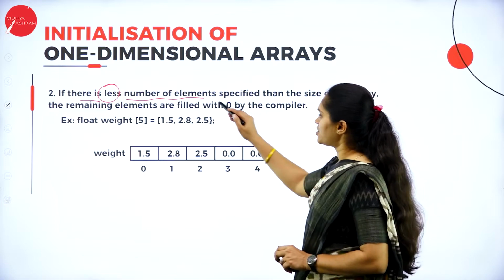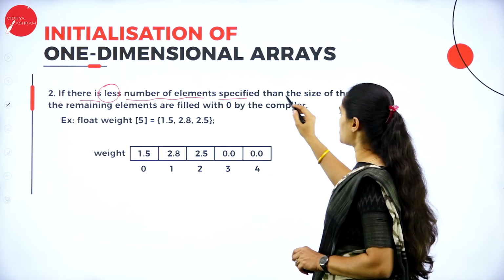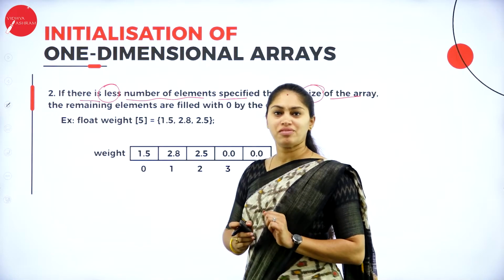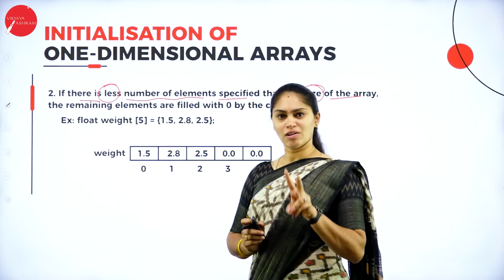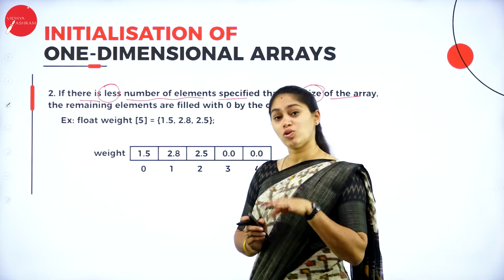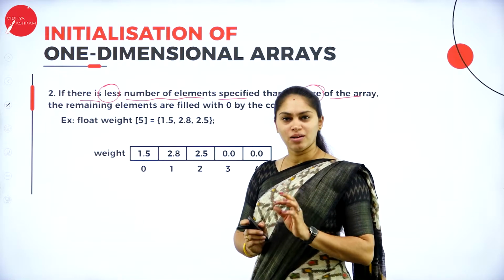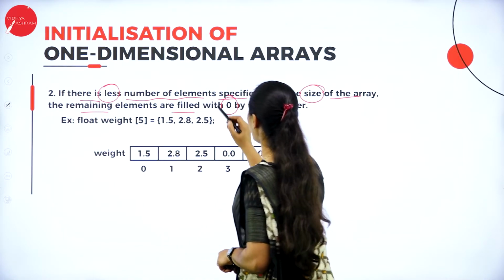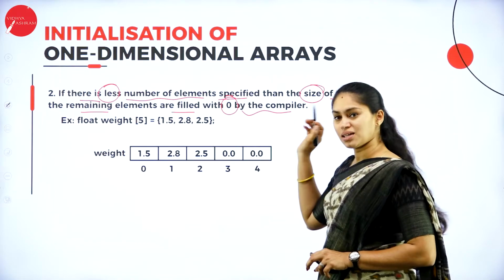We'll see now. When we have fewer elements specified than the size of the array, I'm taking 5 as the size of an array, but I have only 2 elements. Then how many elements am I left with? 3. So those 3 elements will be filled by 0. The remaining elements are filled by 0 by the compiler.